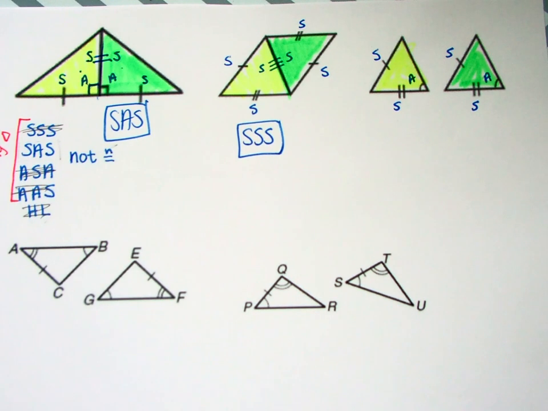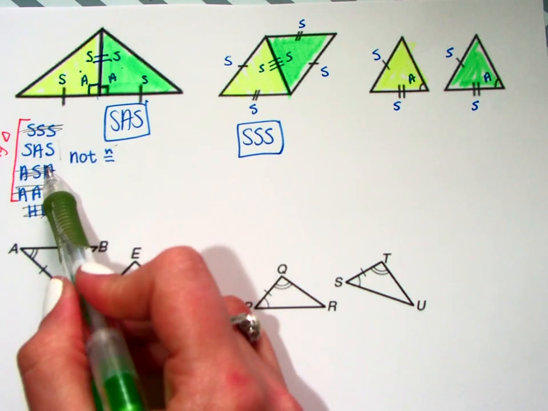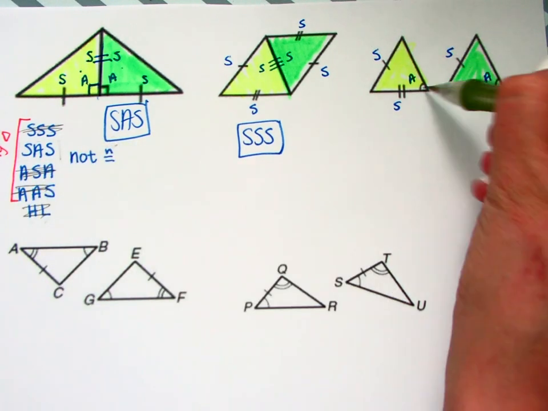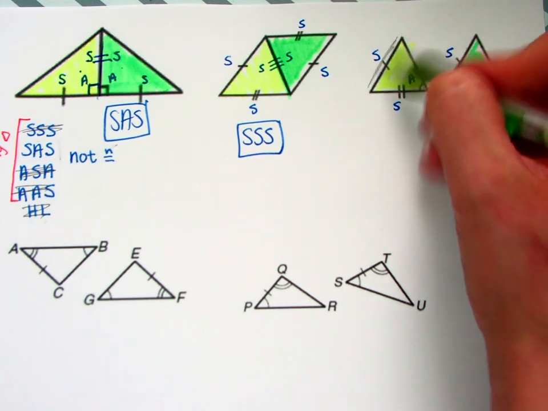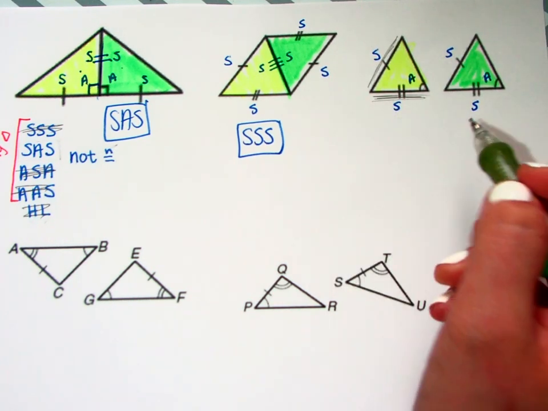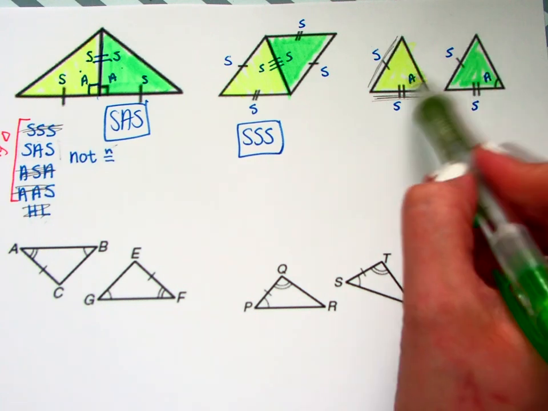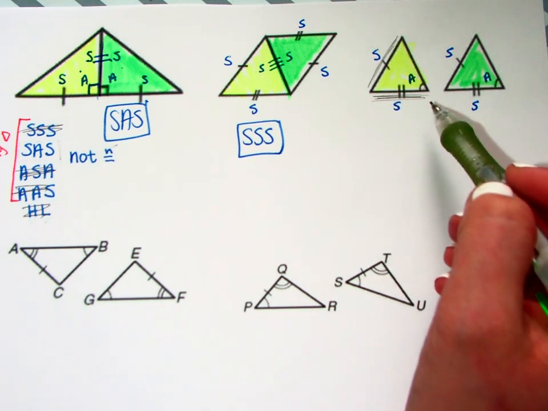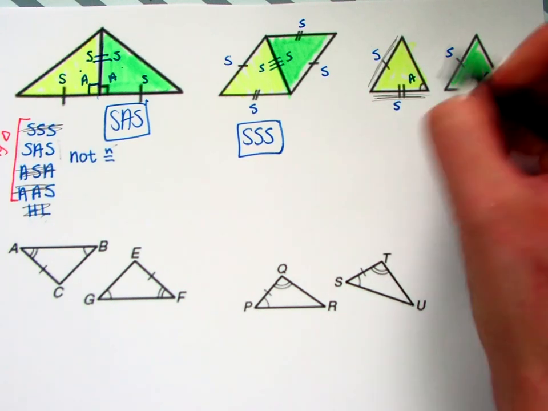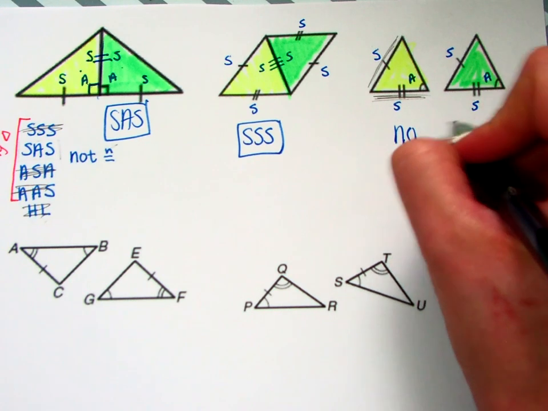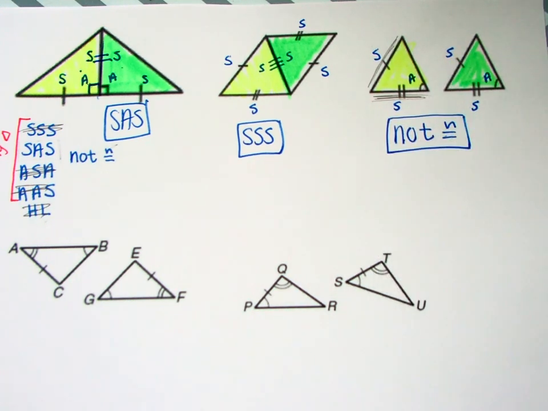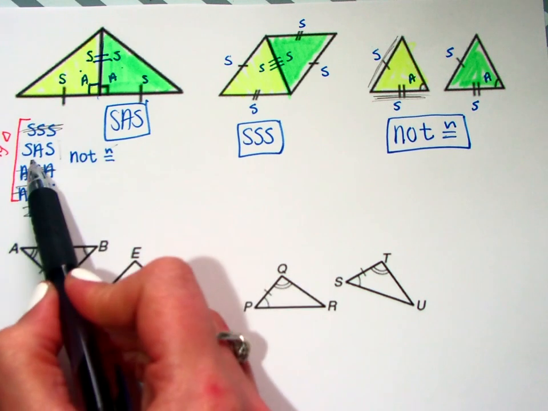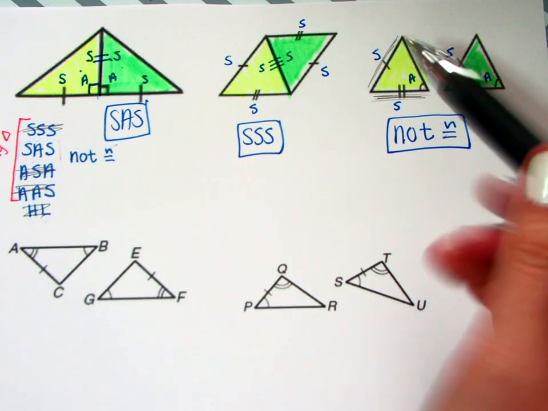Now, some of you are going to be like, oh my gosh, it's side, angle, side. But you have to look at the location of the angle. Is the angle between this side and this side? No, it is not. And we don't write dirty words, so it's not that theorem either. So my reason here is not congruent. Angle side side is not a method to prove triangles congruent. The angle has to be in between the sides, and in this case, it's not.